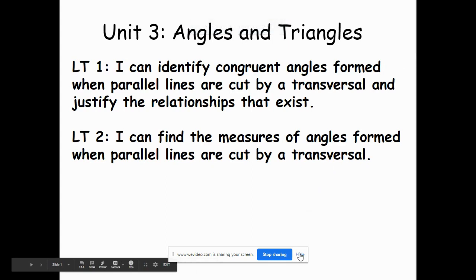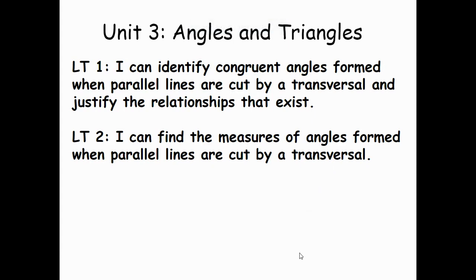Hello, here we are at Unit 3 about angles and triangles, and this focus is on learning targets 1 and 2, where we can identify congruent angles formed by parallel lines that are cut by a transversal and justify the relationships that exist. And then you'll be able to find measures of angles formed when those parallel lines are cut by a transversal. Here we go.